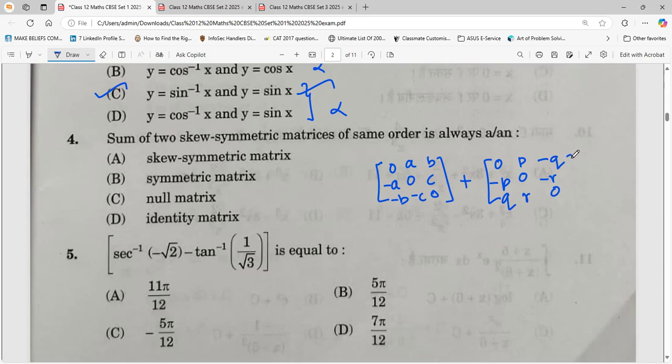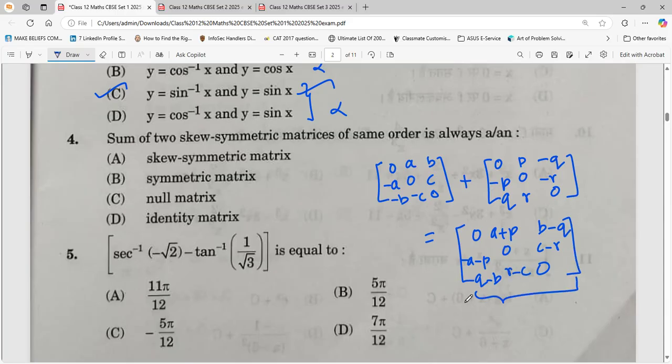So if you add these two, you will get a matrix which has its diagonal elements 0, and this will be a plus b, and this will be minus a minus b. The next will be b minus q. Here you have q minus b. The next is c minus r. Next is r minus c. So you have the resulting matrix to be a skew symmetric matrix. So that is option A.